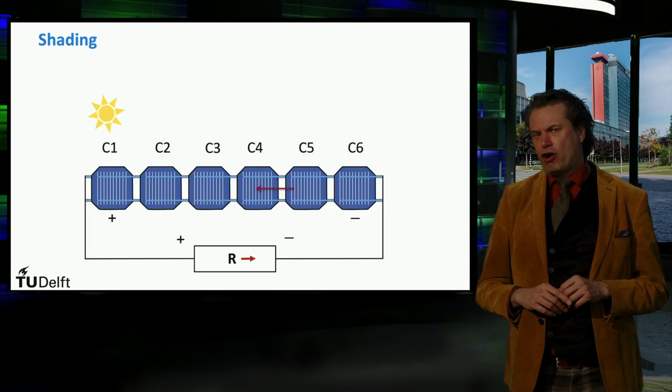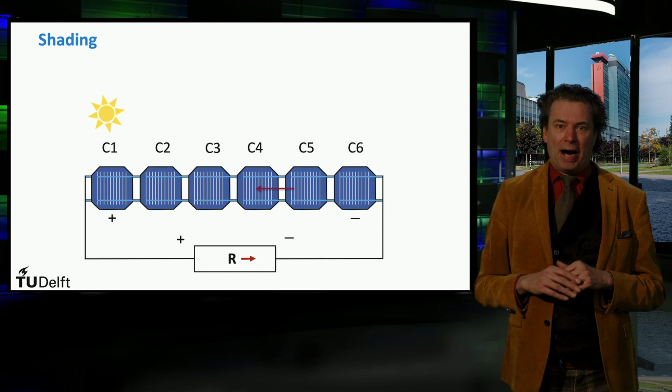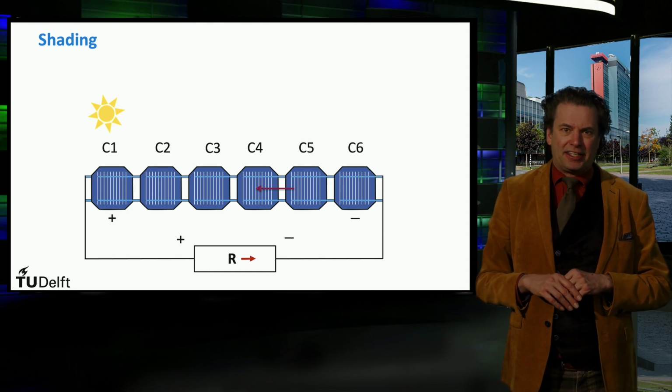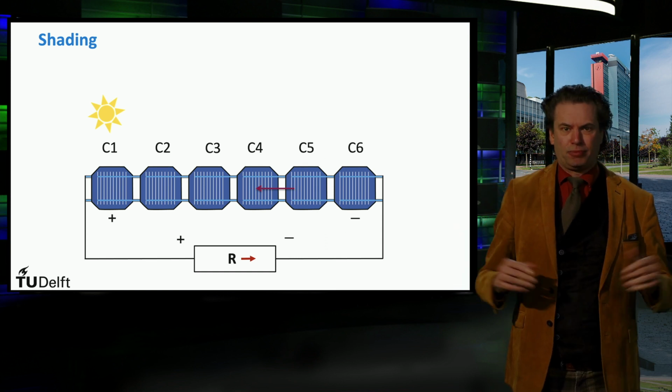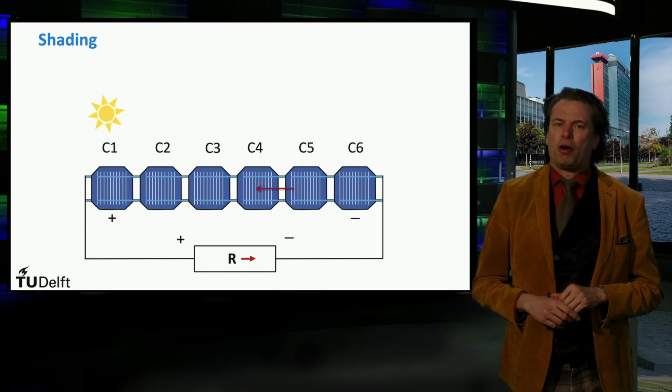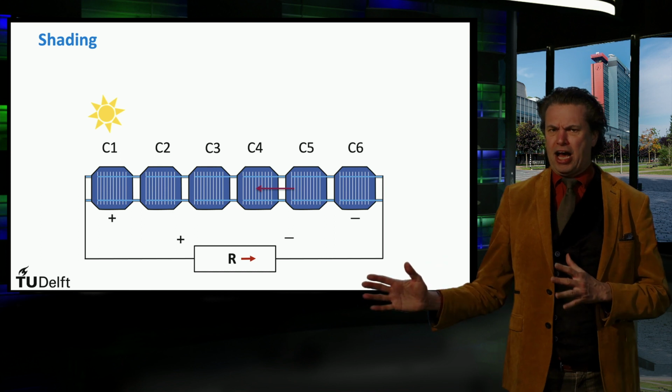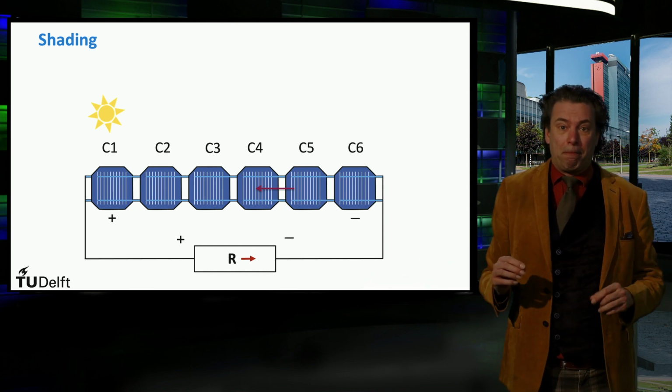Another aspect of modules is that some bypass diodes are integrated into the modules. Why do we need bypass diodes? For that we have to look at a solar module in real life. In real life, the solar module can be partly shaded.